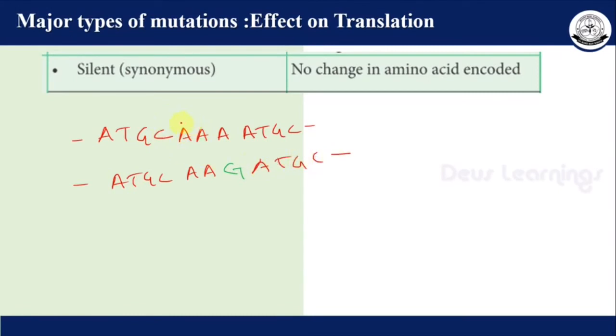Okay, so this AAA codes for lysine, right? And there is a nucleotide substitution. You can see it is a transition where A is replaced by G. But interestingly, this sequence will also be coding lysine, right? Since the amino acid sequence is the same, there is no outcome because of this mutation. So this mutation is called a silent mutation. Here it is written that there is no change in the amino acid encoded. So the amino acid type encoded will not change, it will stay the same.